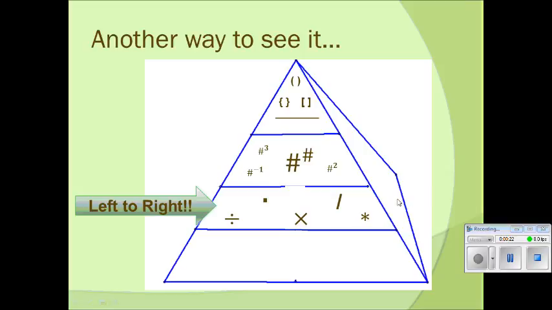Finally, our last category, we have addition and subtraction. Now, you only have two symbols, but I decided to repeat it a bunch of times. Just to show here again, we solve from left to right. If this subtraction happens to be the first thing on the left, it's the first thing I'm going to do.